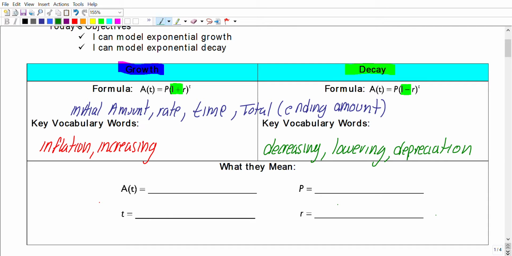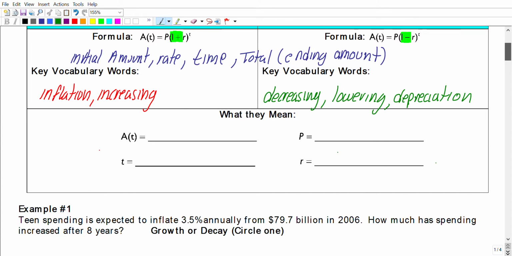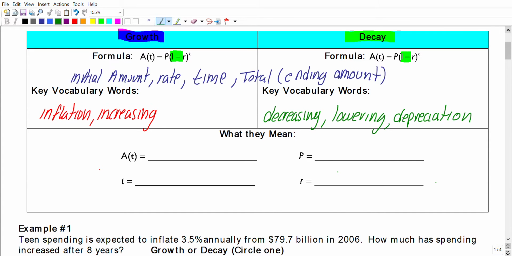If something depreciates in value, for example, it's going down in value. Usually you see that when you're talking about cars. After you buy a brand new car, after a certain amount of time, the value depreciates, and your car is no longer worth as much as it was when it was brand new. But again, remember, both of those formulas have pretty much all of the same variables. So let's define what each of those things is.